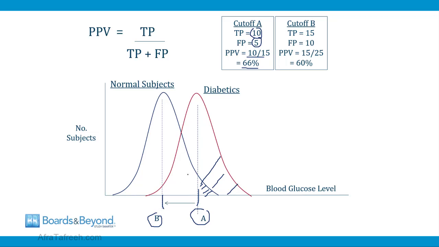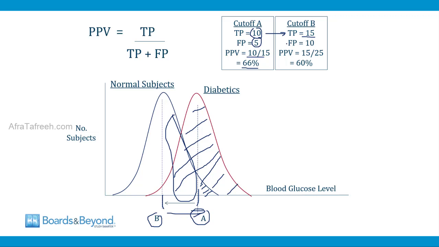When we move to cutoff point B, the number of true positives gets higher because now all these patients are going to be true positives according to our test. But the number of false positives also goes up because there are more normal patients now who are on this side of the cutoff point, and therefore they are going to have a positive test result even though they're actually normal subjects. So at cutoff point B, we might have a true positive number of 15. This has gone up from 10, but also a false positive number that has increased to 10 from the number 5. And this will give us a positive predictive value of 15 over 25, or 60%.